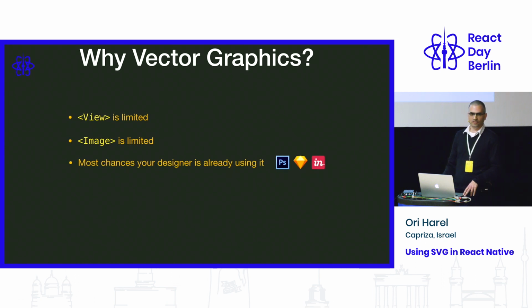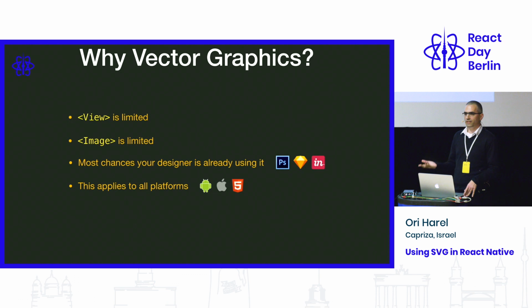Also, most chances are that the designer you're working with is already using a tool that is based on vector graphics. So if it's Photoshop or Sketch or InVision, they all work with existing vector graphics tools. So it's best practice to minimize the level of intervention as a developer between what the designer produces and what the user is seeing. Those considerations apply for all platforms, all UI toolkits, not just mobile, also web, TV, car, whatever.